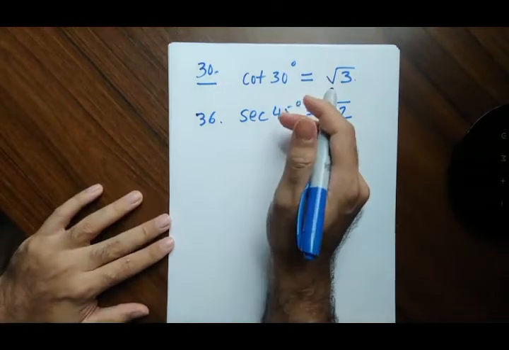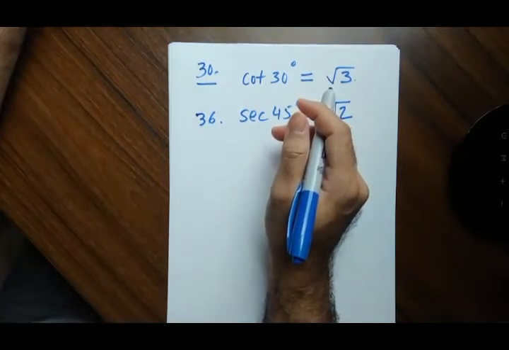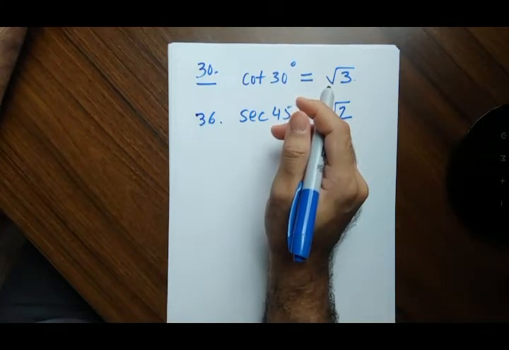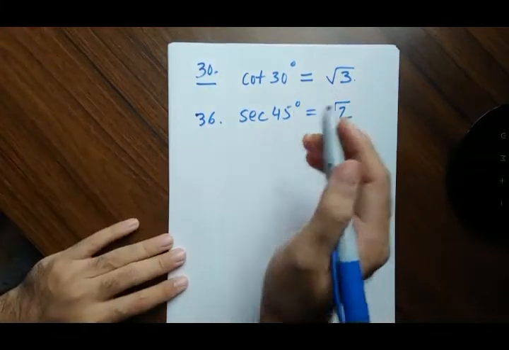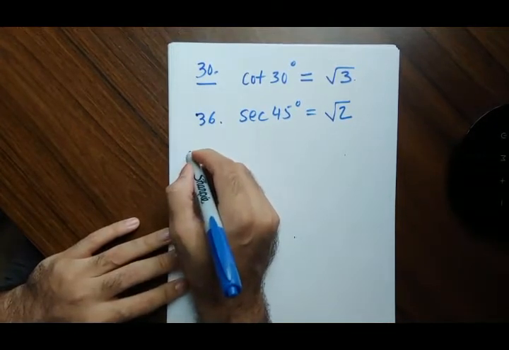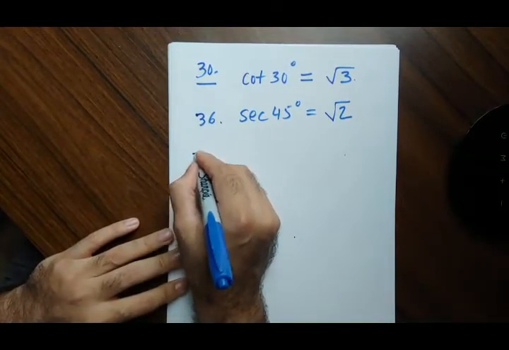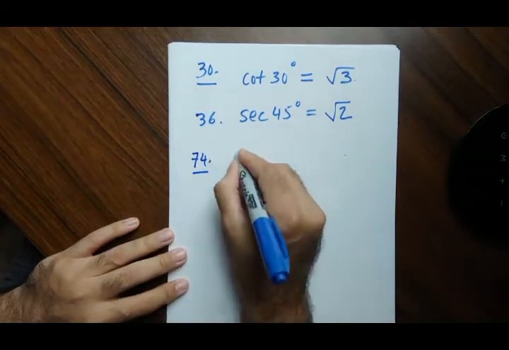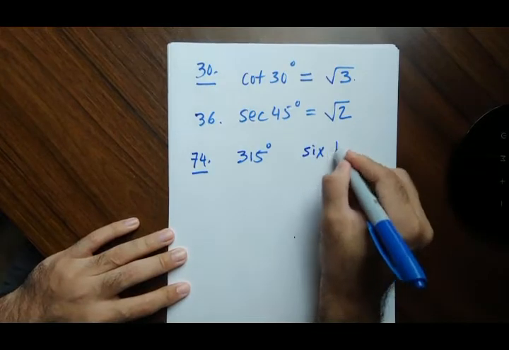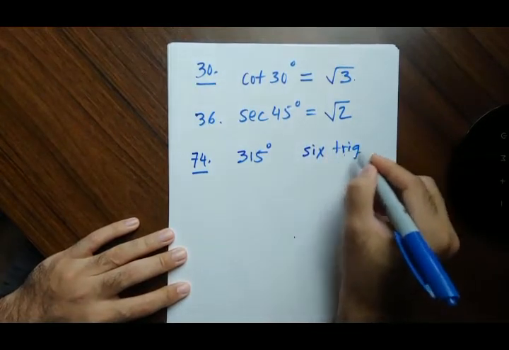So that's pretty easy. Now let's talk about the very last topic here, which is how to figure out reference angles and the 6 trig functions. Let's try one problem. Problem number 74: 315 degrees. I want to find all the 6 trig function values.